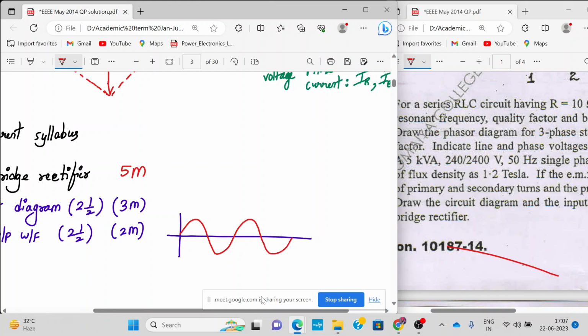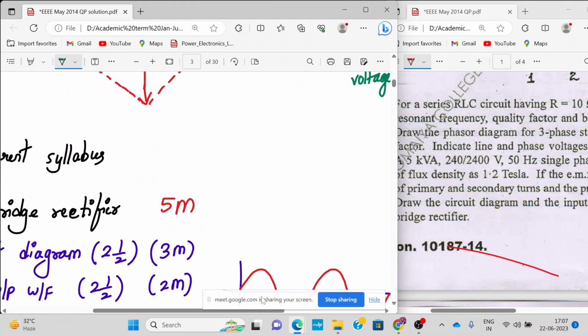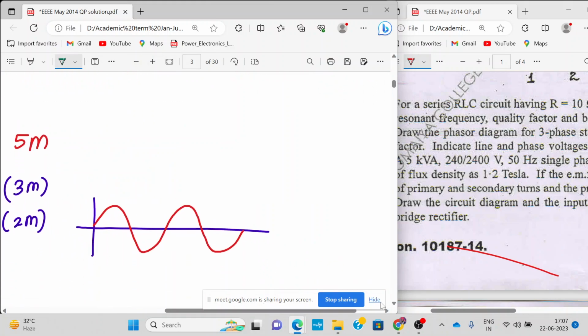So let's say this is the input. How will be the output waveform of a bridge rectifier? Anyone can tell me? Like this, right? So that's it. The green one is the output, V out, and the red one is the input. So this gives you 2 marks. As simple as it gets. This is time and this is voltage. Are you understanding?